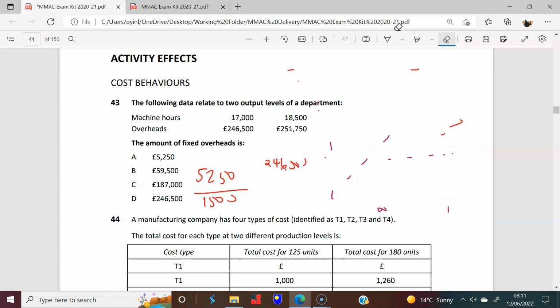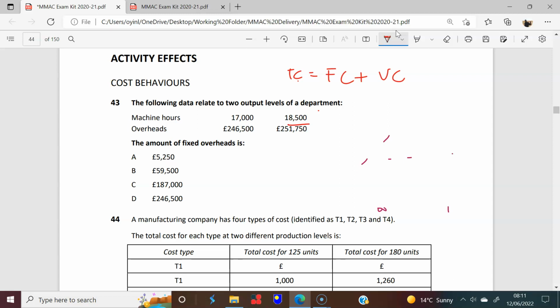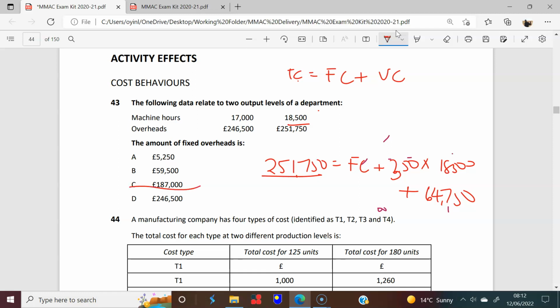Just go to any one of these and plug that figure in, because you know that the total cost is equal to fixed cost plus variable cost. So I'm just going to go here. It doesn't matter which one. So I know the total cost of 251,750 is equal to my fixed cost plus the £3.50 times the number of machine hours, which was 18,500. Sorry, not £2.50, £3.50, that's how we would have got ourselves into a twist. So £3.50 times 18,500 is 64,750. So 251,750 is equal to fixed cost plus 64,750, making your fixed costs 187,000. Right? So this is a straight application of the high-low method.